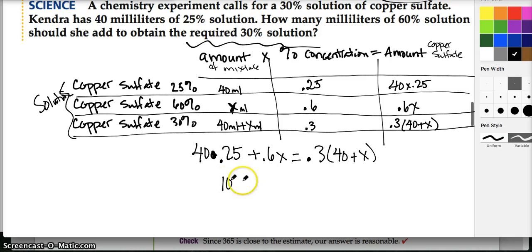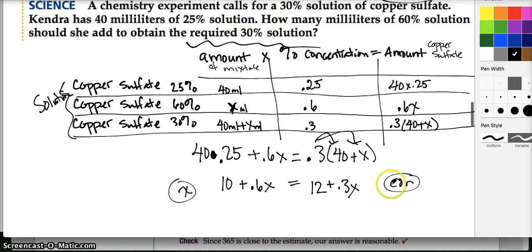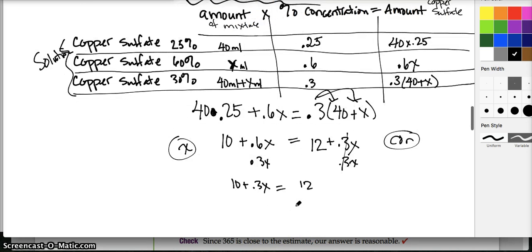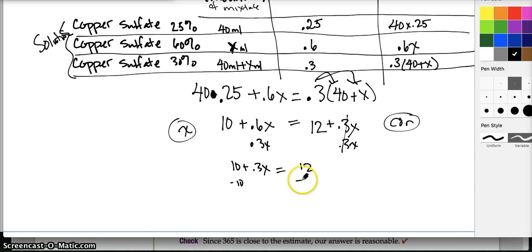40 times 0.25 is 10, as we discussed before. Then I get 0.6x there. I'm going to rock the distributive property over here. 0.3 times 40 is going to end up being a positive 12. Use your calculator if that doesn't feel comfortable to you. Plus 0.3x. I'm going to join like terms together. I'm going to let my x terms be over here, my constants over here. I'm going to subtract 0.3x on both sides. That goes away. I get 10 plus 0.3x is equal to 12. And now I'm going to subtract 10 from both sides. When I do that, I get 0.3x is equal to 2.